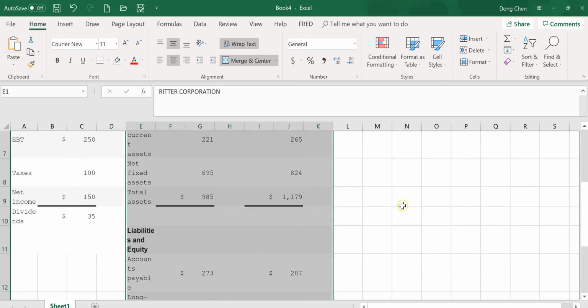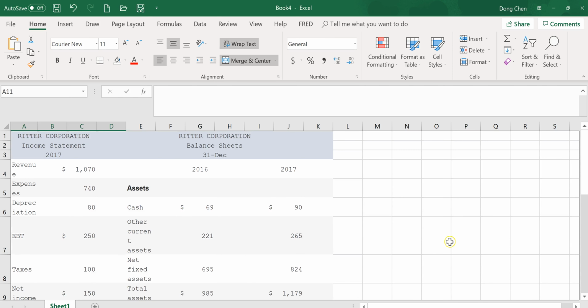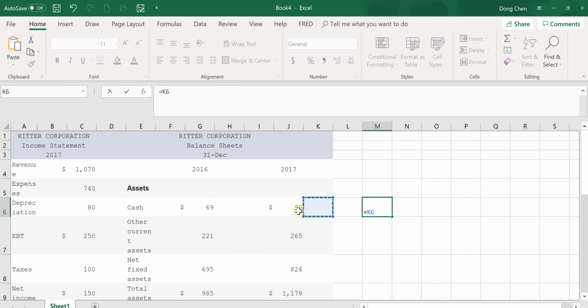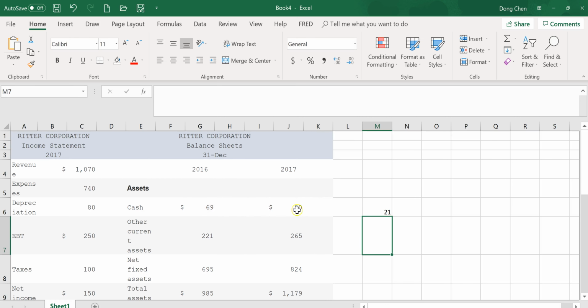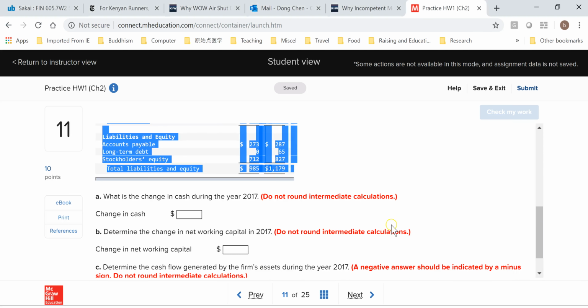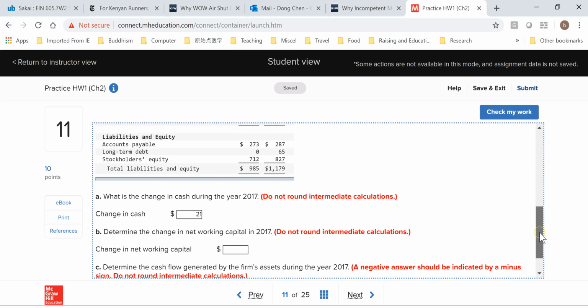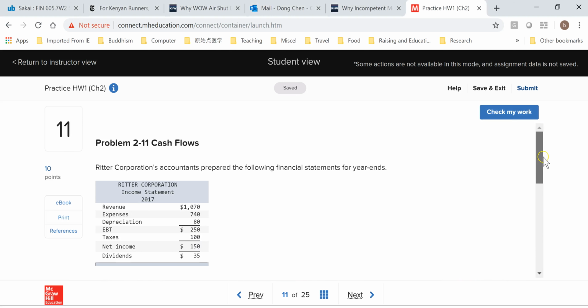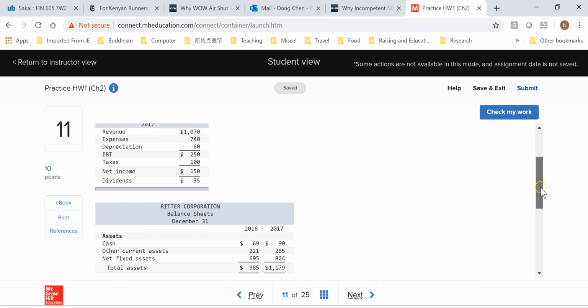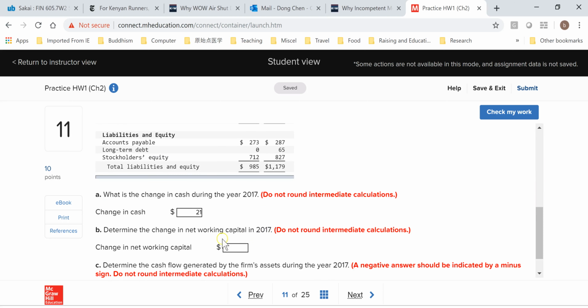So to get the change in cash, simply it's the 2017 level minus the 2016 level. So obviously that's 21. So we just copy this number back to Excel. Change in cash is 21. What's the unit here? It doesn't mention the unit, so we just directly copy the number.